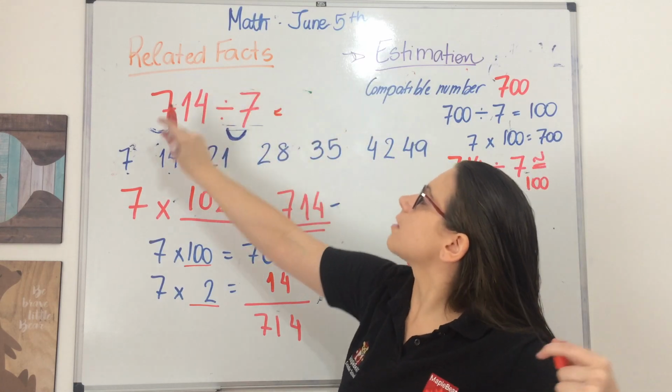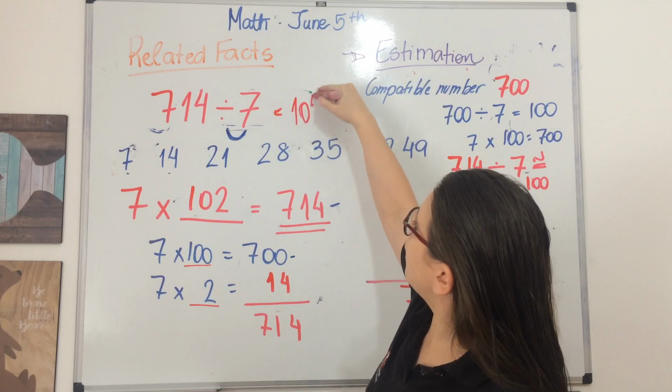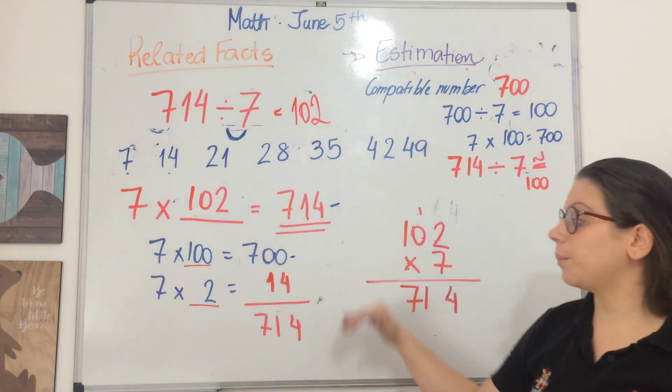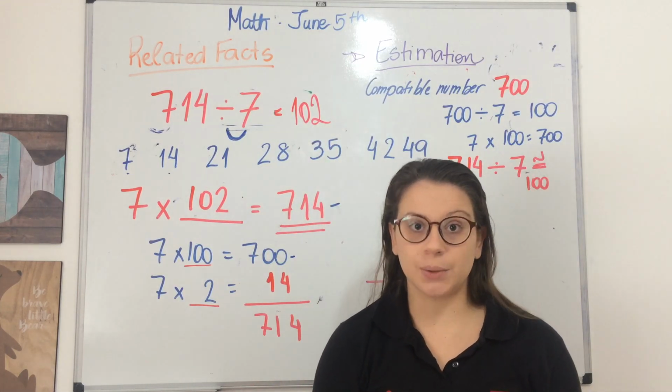So 714 divided by 7 equals 102. Never forget to complete your sentence. If you stop here and don't give me this number, your exercise is not complete, okay?